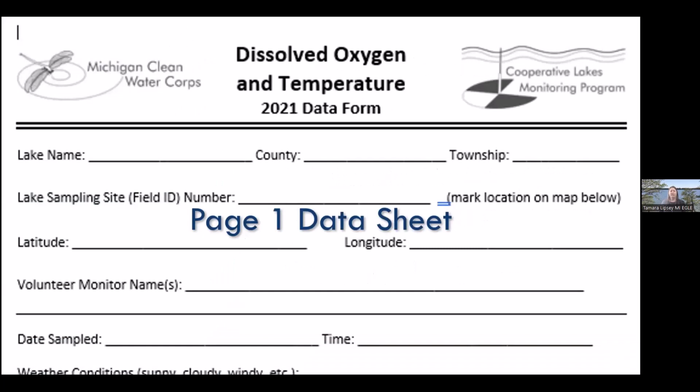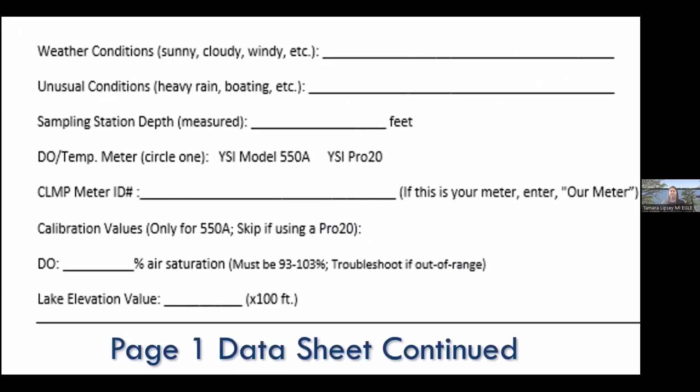This is what your data sheet looks like. It has the standard information that you need to put at the top: where the lake is, what your field ID number is, who's doing the sampling, and the date and time. Then the weather conditions, and the sampling station depth, just to make sure you're at the deepest point of your lake. Circle what type of meter you have, and your meter ID, which is a number on the outside of your meter box, and it's probably also written on the meter.